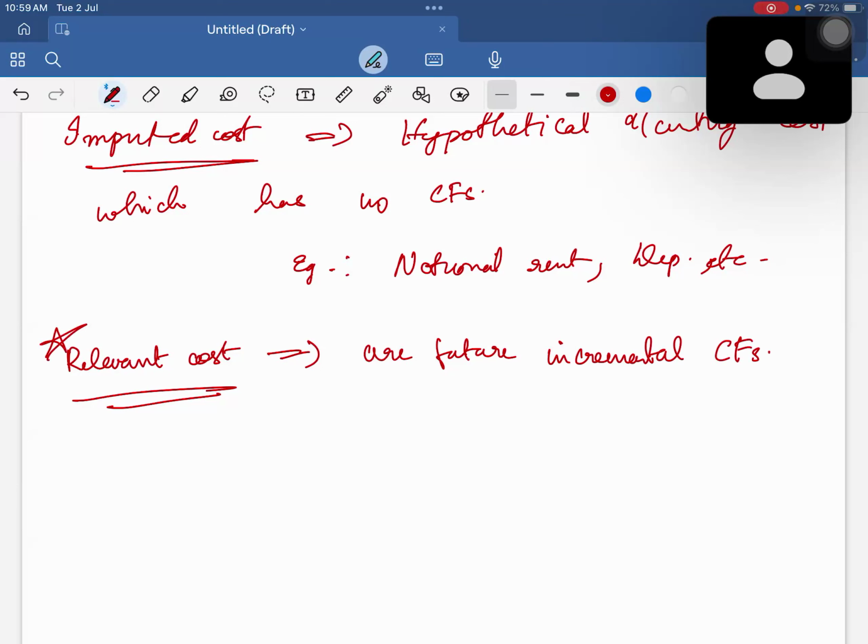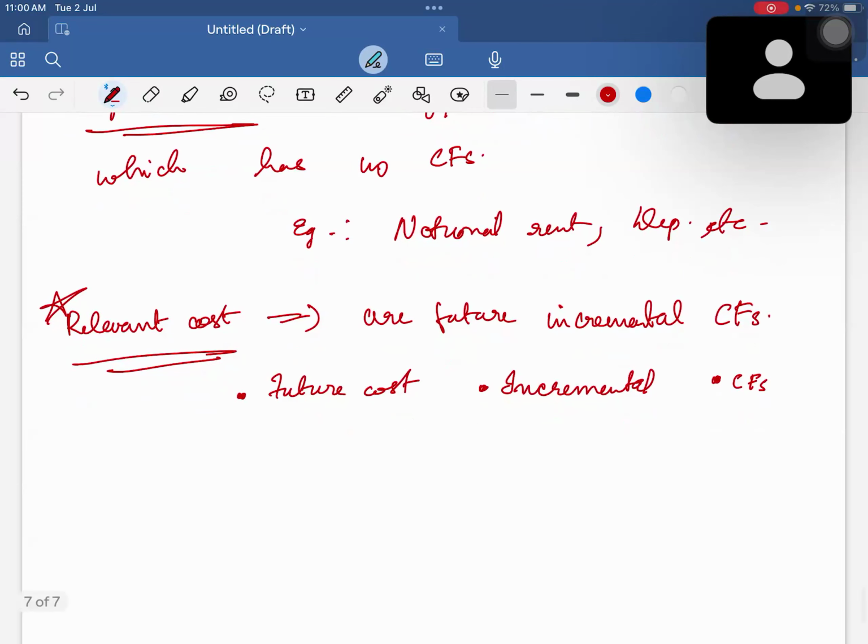So you have relevant cost. The characteristic of relevant cost is that it is future in nature, that is, future cost. It is incremental in nature. And it is going to have some cash flows. Understood?